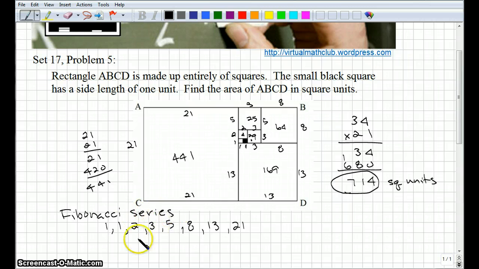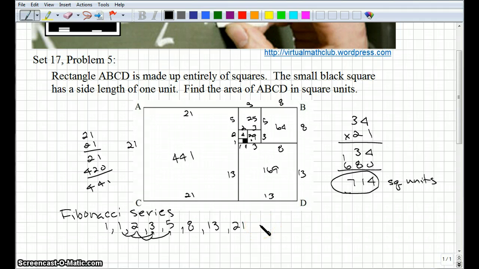Okay? And the Fibonacci series is just created by taking the first two numbers, adding them together, and you get the third number. And then you take those two numbers, and you get the next number. So you're just taking each adjacent number and getting the next number, right? 3 plus 5 is 8, 5 plus 8 is 13, 8 plus 13 is 21, and you can see that the next number in the list would be what?